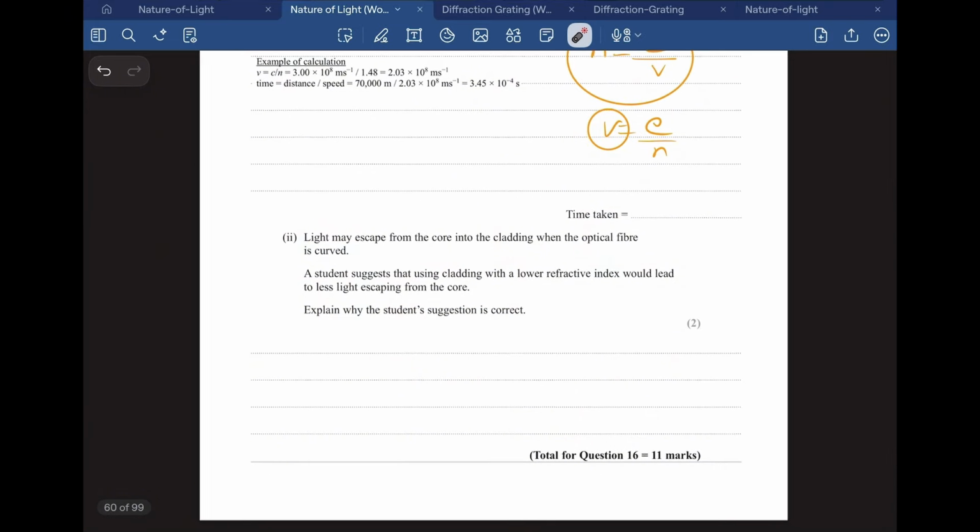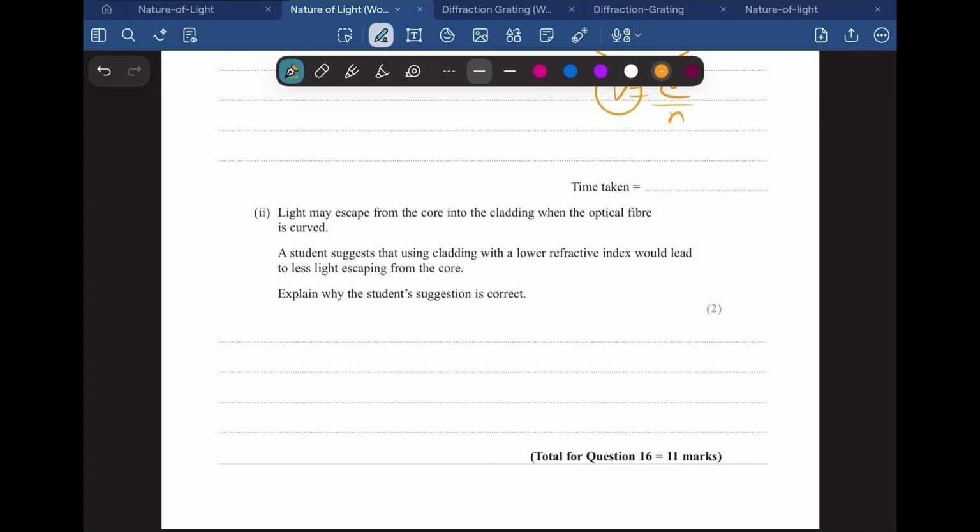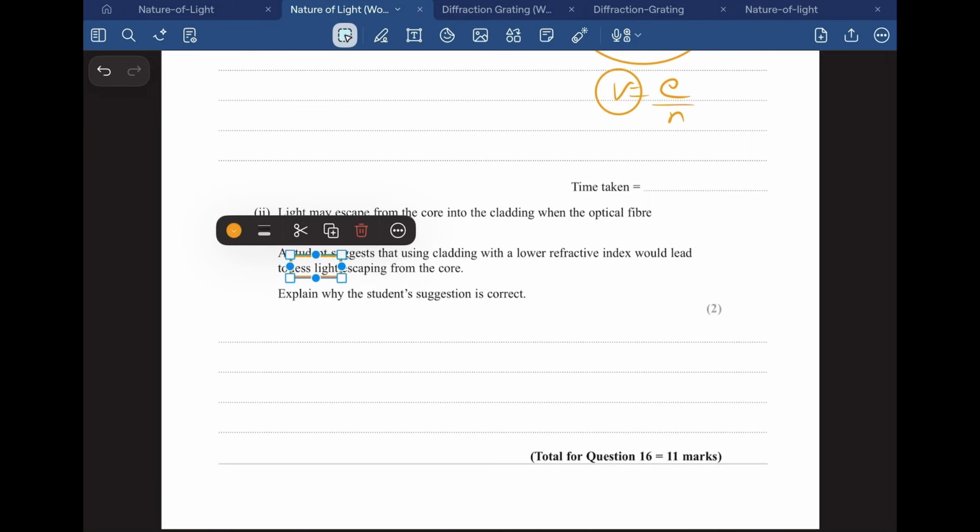Now the next part of the question says light may escape from the core into the cladding when the optical fiber is curved. The student suggests that using a cladding with a lower refractive index would lead to less light escaping from the core. So less light will be escaping from the core. Now the student is basically correct in my opinion.